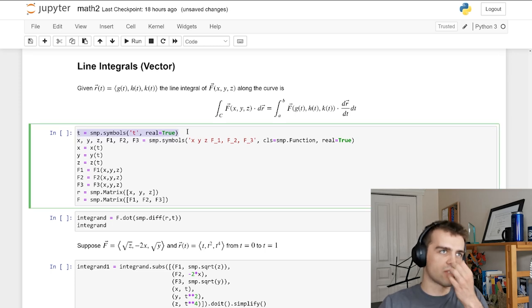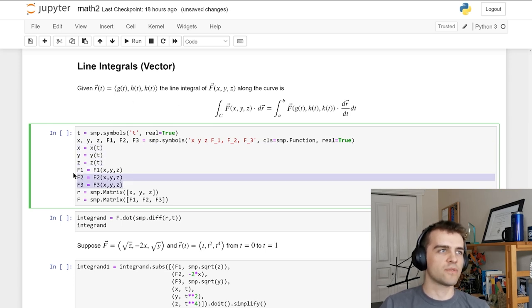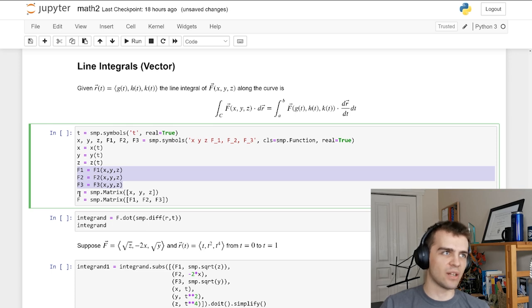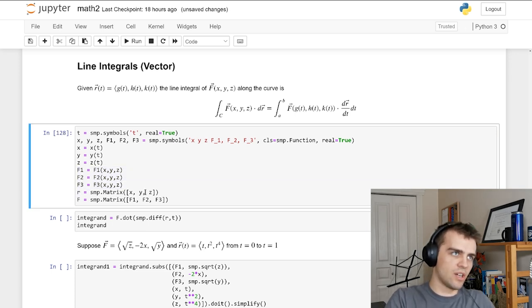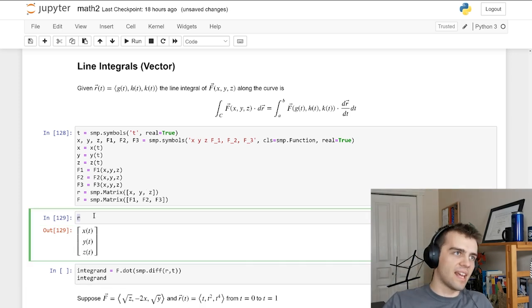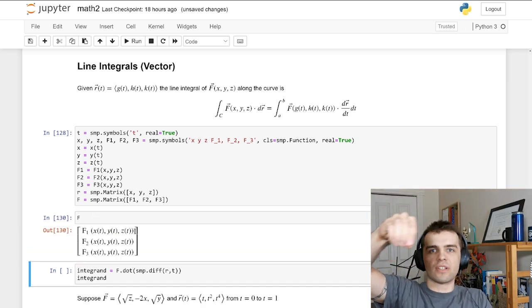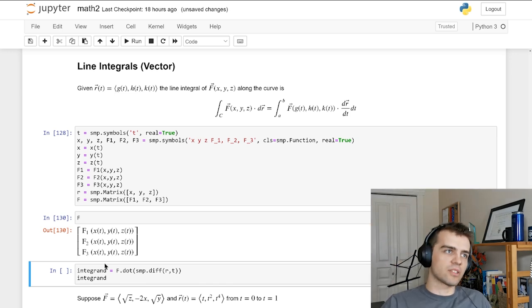T is just its own variable, and x, y, z are functions of t, whereas f1, f2, and f3, which are the components of f here, are functions of x, y, and z. So I make sure x, y, and z are functions of t. That's true in this line integral. F1, f2 and f3 are functions of x, y, and z, and then I define my vector r and my vector f. So r looks like this, x of t, y of t, z of t. That's just my path in space. And f is, of course, a function of x, y, and z, but in this particular case, x, y, and z are functions of t that lie on a particular curve like this.